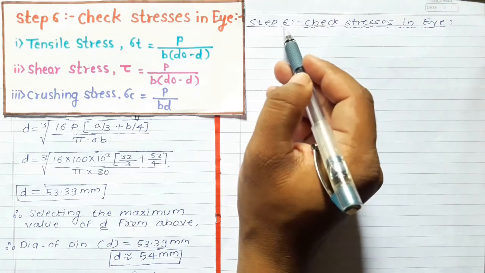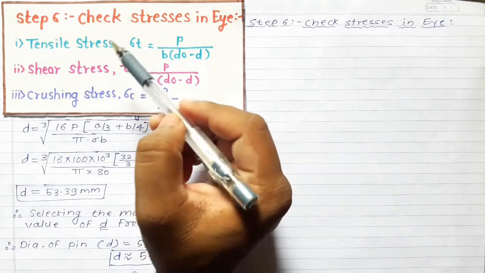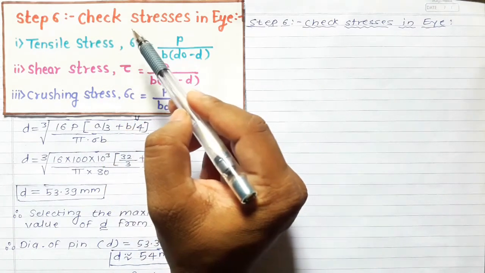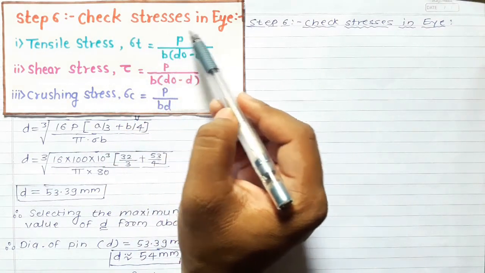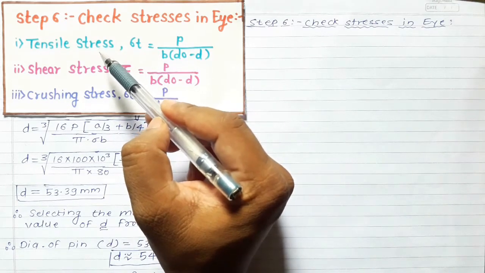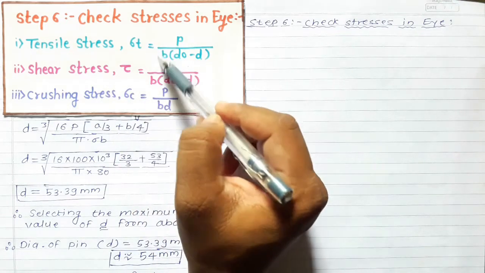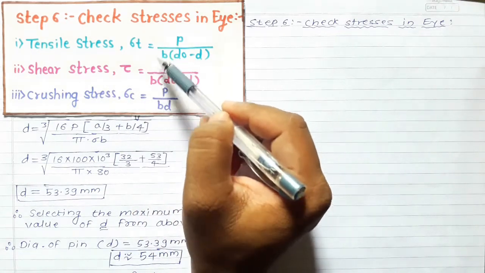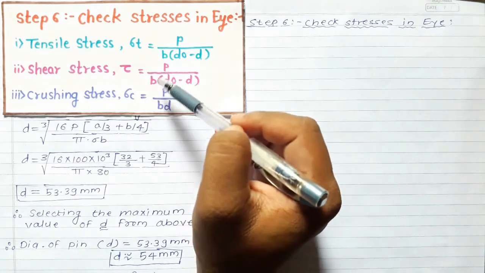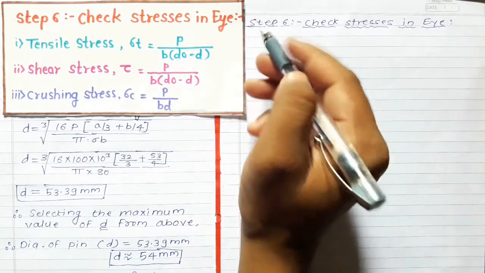Now step number 6 is to check the stresses in the eye. From this design procedure of the knuckle joint, we can refer to step number 6, that is, check the stresses in the eye, and these are the three stresses that we have to check. First is the tensile stress, second is the shear stress, and third one is the crushing stress. And these are the corresponding equations for tensile stress, shear stress, and crushing stress. So now let us check the stresses in the eye one by one.